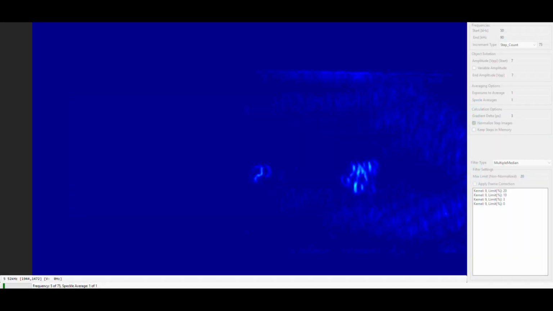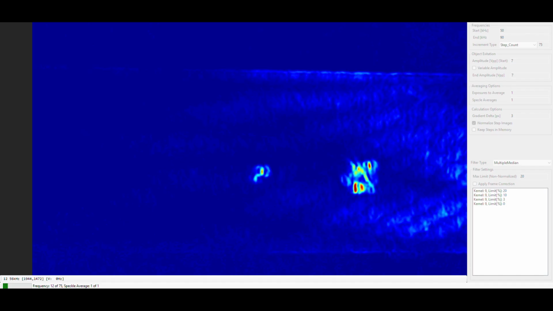Finally, we run our patented damage detection scan from 50 to 90 kHz using 75 steps to demonstrate how quickly these defects can be identified in real time.